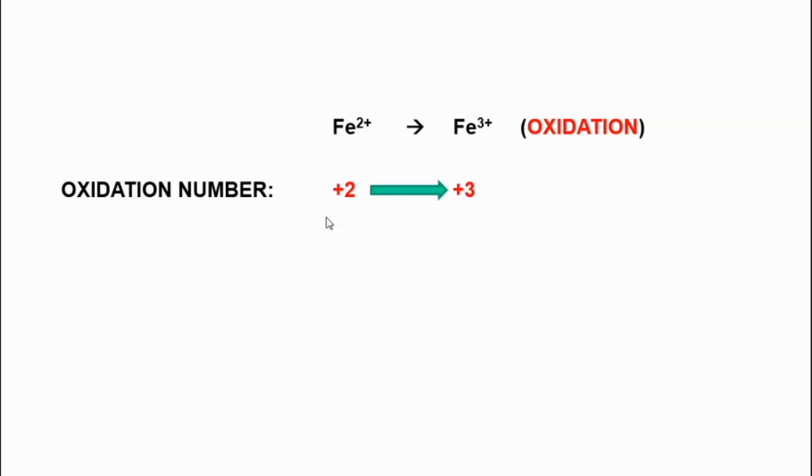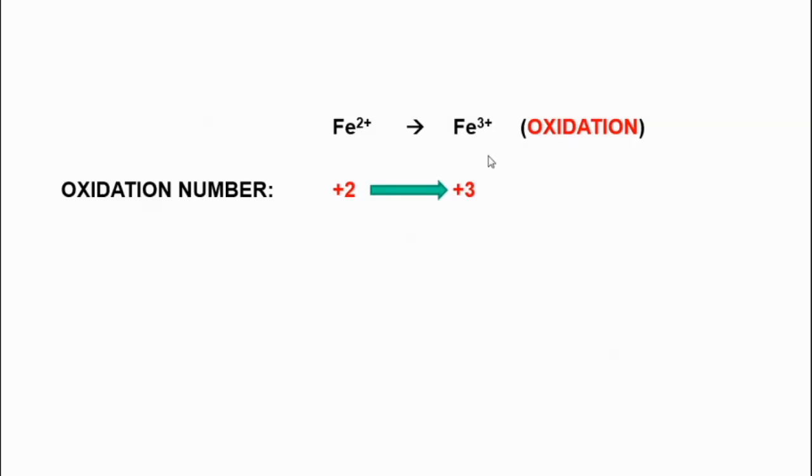So in chemistry, whenever a reaction involves an increase in oxidation number, increasing values or the charge of the oxidation number, we will say that the reaction undergoes oxidation. So now we can say that iron 2 is oxidized to iron 3.